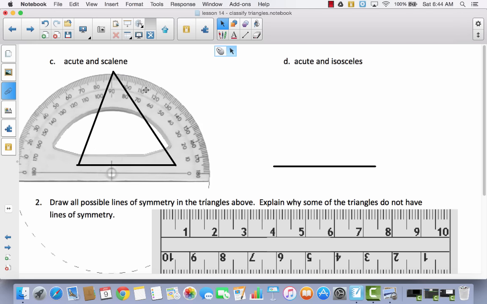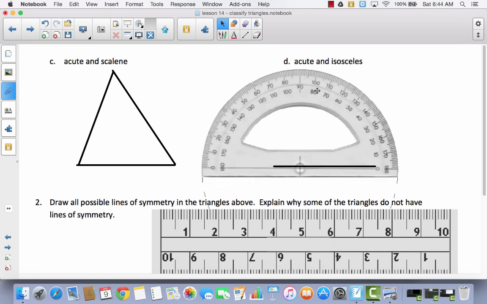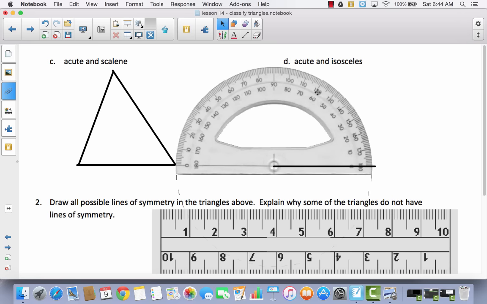Well, on an isosceles triangle, both of these angles are equal. Both of these are equal. And I don't think it matters what they are, but they both have to be equal. So I think what I'm going to do here is make both of these angles, starting on this side, 50 degrees.